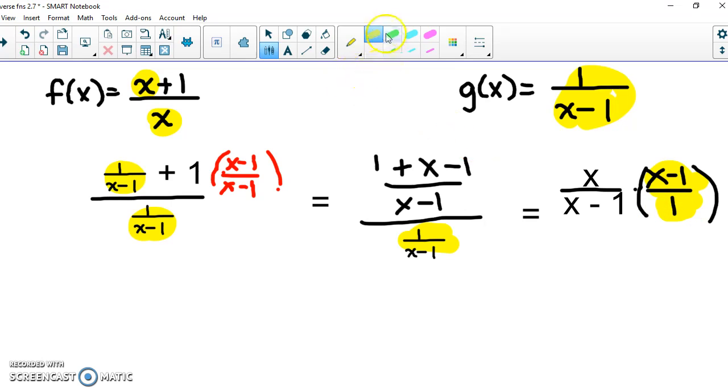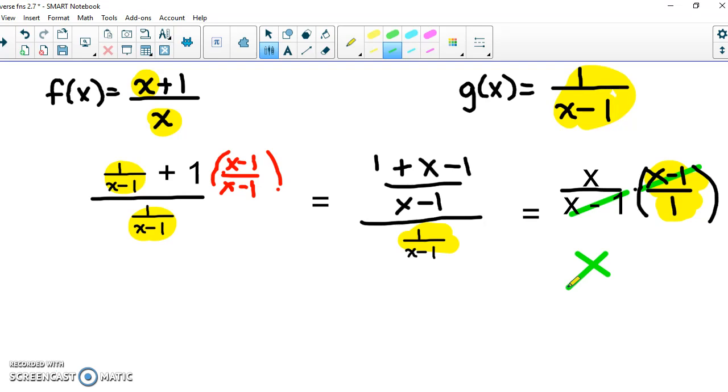And now I can very easily do some canceling, right? I can cancel the x minus 1 here with the x minus 1 there. And what am I left with? Just x. And that's what I was looking to come up with, right? When I put one function into the other as a composite.